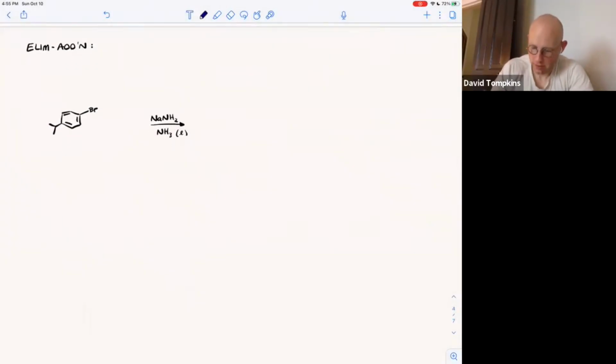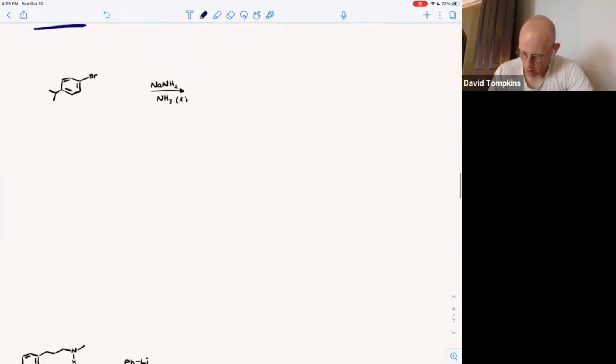So the other type of nucleophilic aromatic substitution is elimination followed by addition. And I said that this one was less common. And there are also some very specific criteria that we're going to use to characterize when this can versus cannot occur.